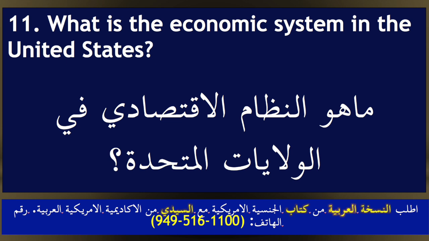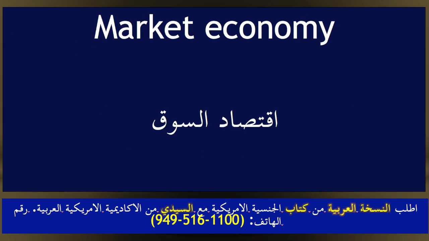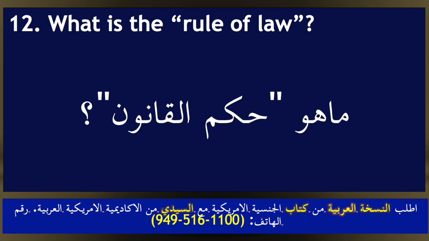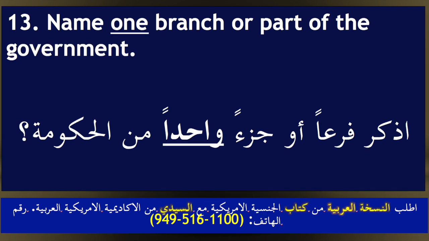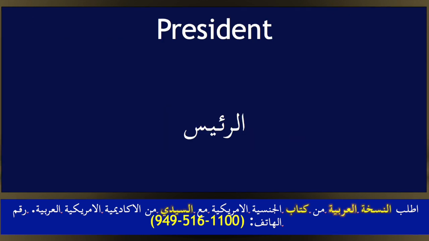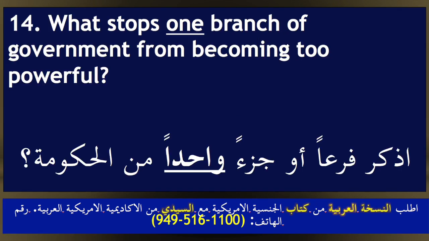Question eleven: What is the economic system in the United States? Market economy. Question twelve: What is the rule of law? Everyone must follow the law. Question thirteen: Name one branch or part of the government. President.